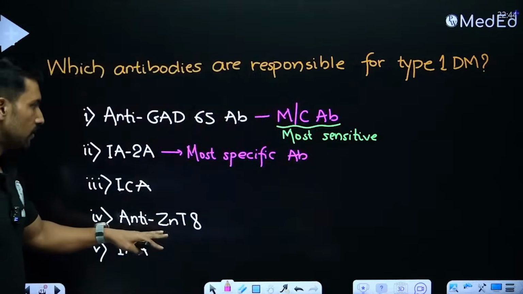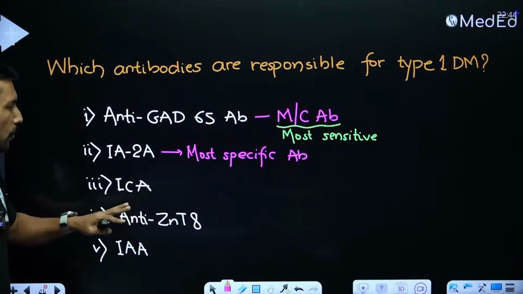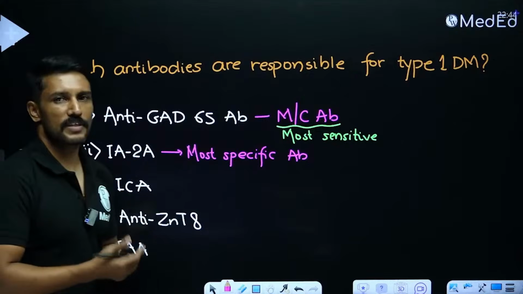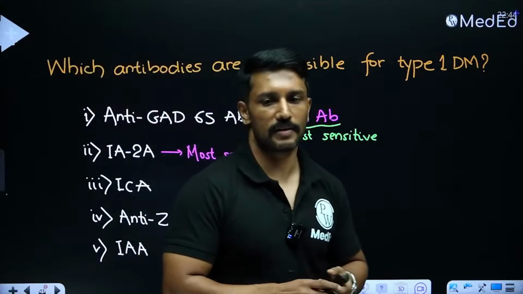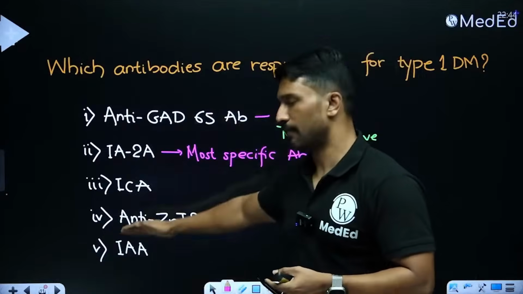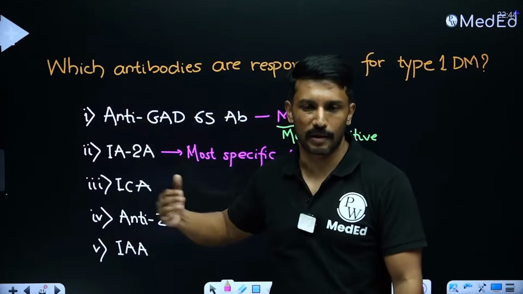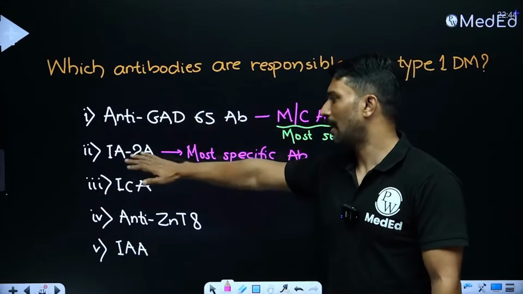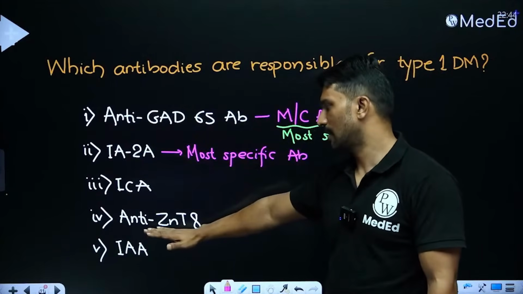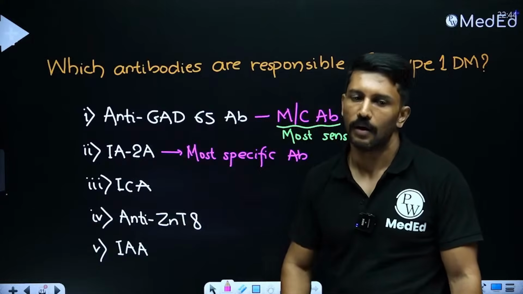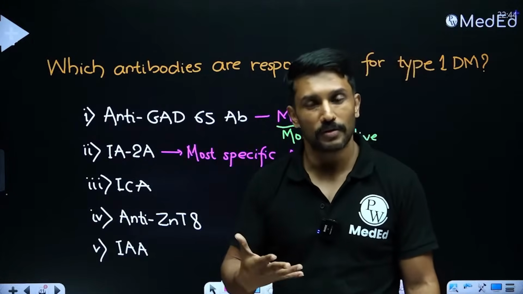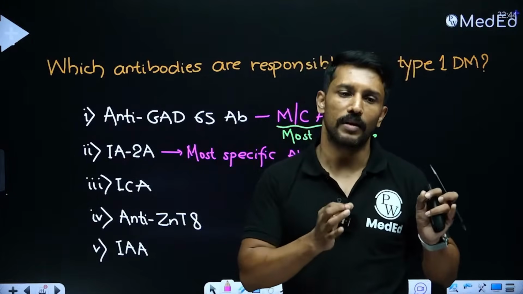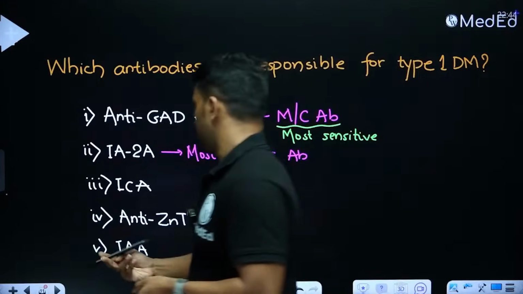For the others, there is no specific MCQ point to remember, but whenever I suspect type 1 diabetes mellitus, I have to do a battery of investigations. At least 2 or 3 of these antibodies should be tested. Routinely we go for anti-GAD 65, IA2A, and nowadays anti-ZnT8. If any one of them turns out to be positive, then I can call it type 1A diabetes.